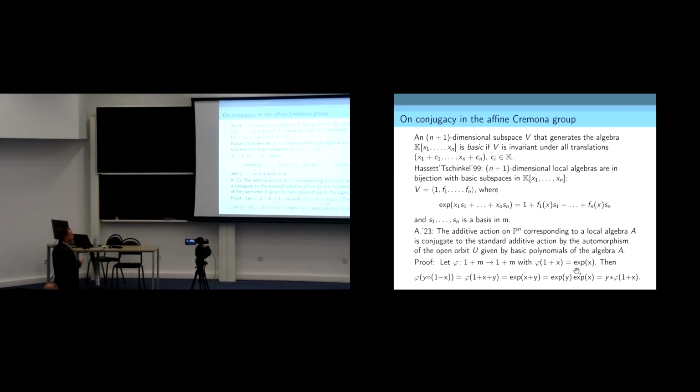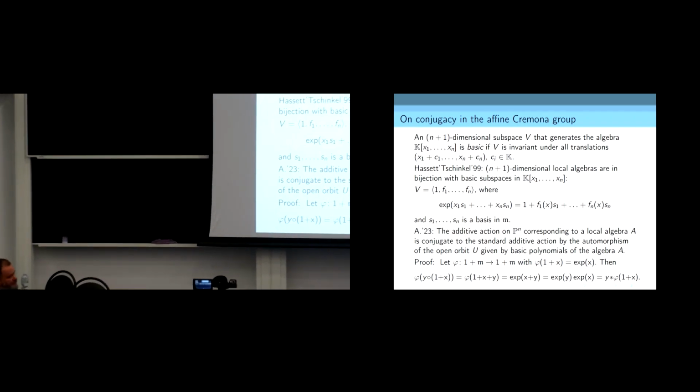I take an element from the open orbit. The open orbit may be considered as 1 plus the maximal ideal. And I take the exponent, the standard action. This is just a parallel translation. And my new action is just a multiplication by the exponent. It is here. And one goes to another by applying this automorphism.